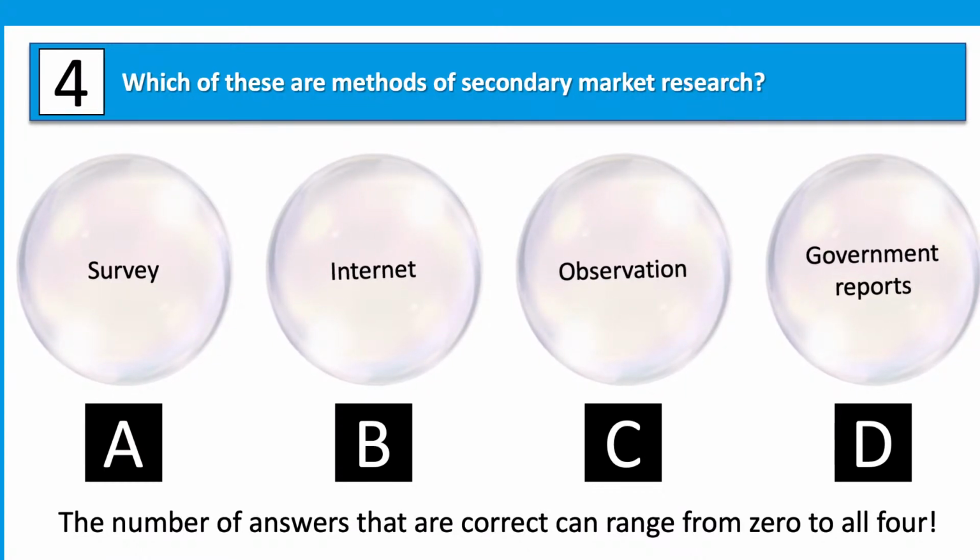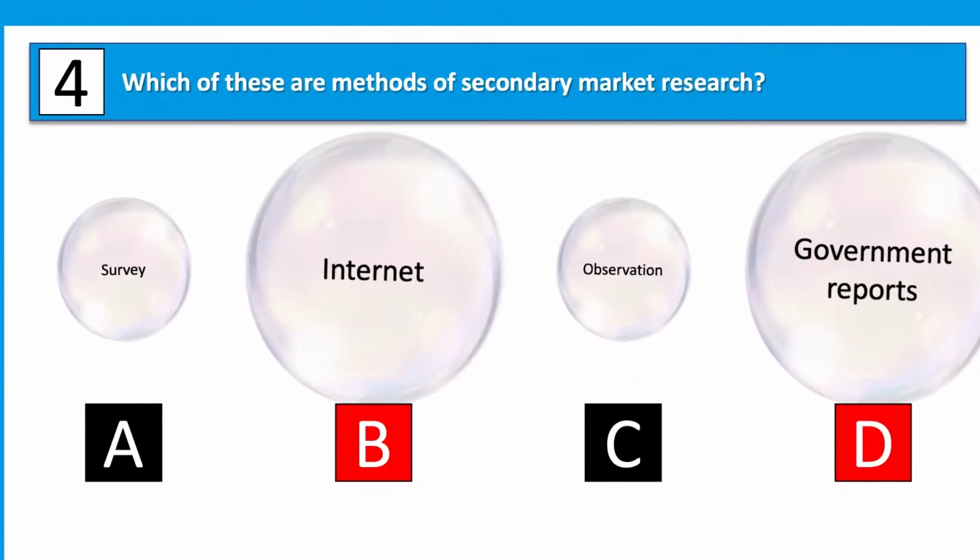Too many correct answers here for me to pick out individual names, but most people are saying 2 again as the number of correct answers. How many of these are methods of secondary market research? The answer is, as so many of you have said, 2. Secondary market research, research that already exists. It's not done firsthand. The internet and government reports. Observation and surveys are both primary market research.